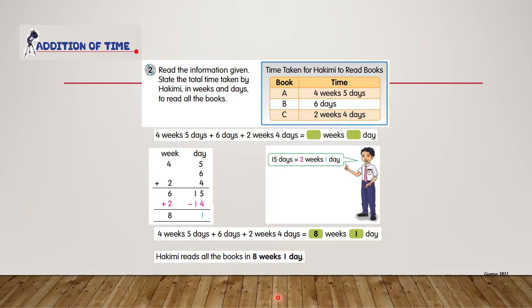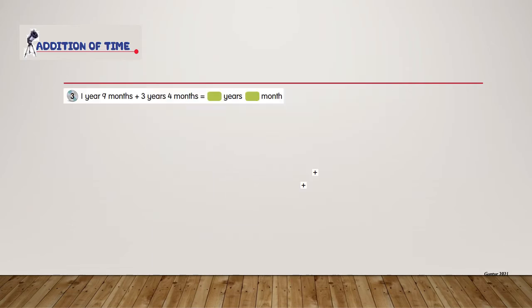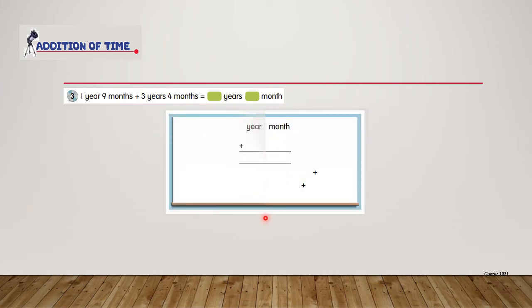Okay, we go to the next slide. The question here is 1 year 9 months plus with 3 years 4 months. The answer want to in years and months. Okay. First, we do the standard writing method there. 1 year 9 months, add with 3 year 4 months. 9 plus 4 become 13, and 1 plus 3 become 4. So the answer here is 4 year 13 months. Okay, 4 year 13 months.